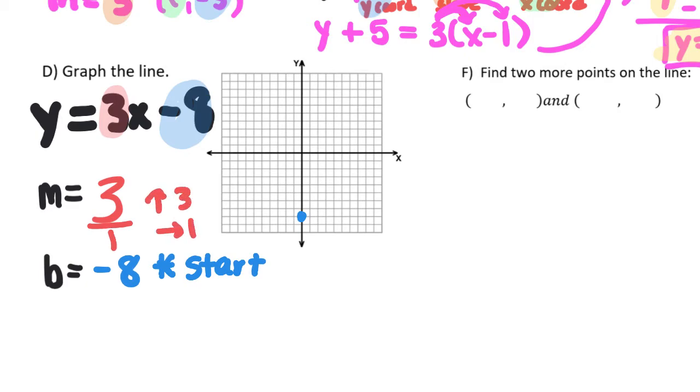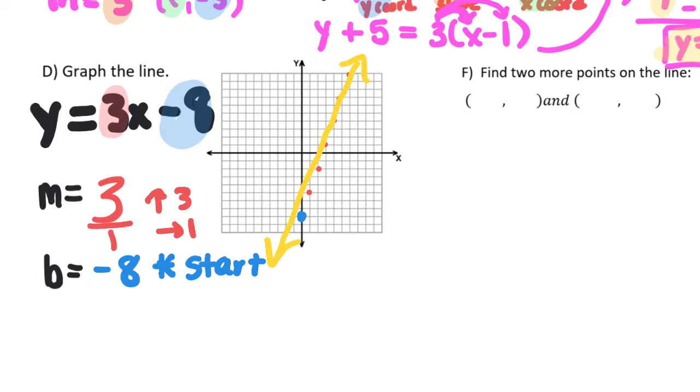So I'm going to go 1, 2, 3 up, over 1. And then you would draw in your line using those as your guide.